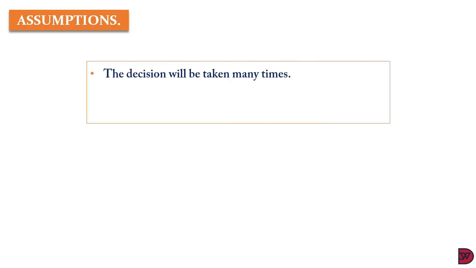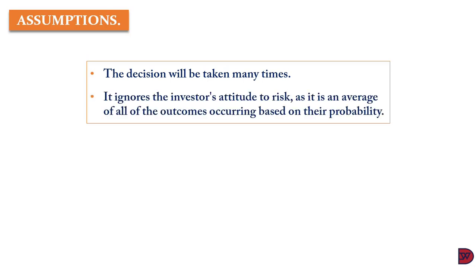Let's now come to the assumptions underlying the operations of expected value. Expected value relies on the tendency that the decisions of the outcome will be taken many times. That will speak to the fact that the various outcomes and their probabilities will all occur for the expected value to make sense. And secondly, it ignores the investor's attitude to risk, as it averages all the possible outcomes and their probability that will occur.